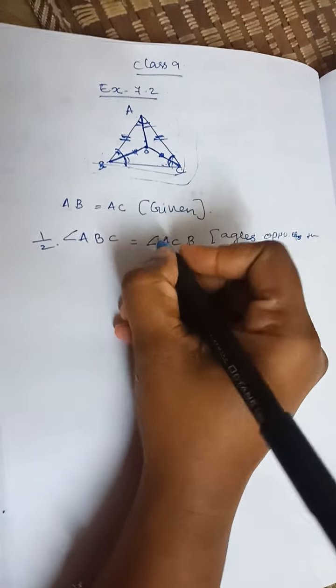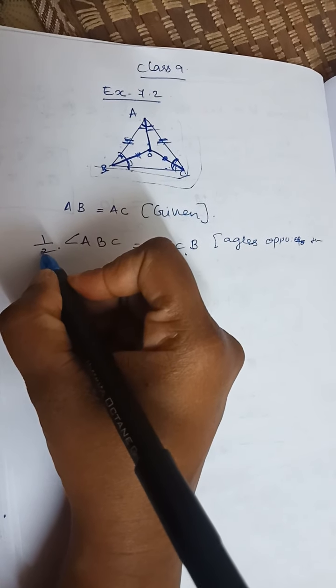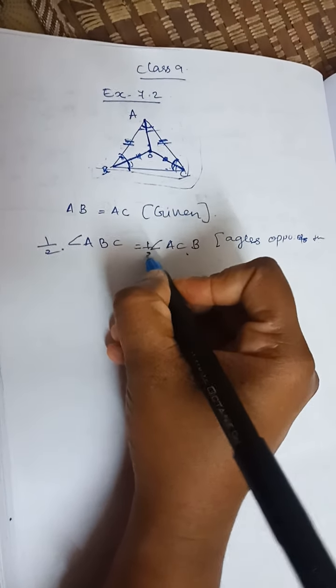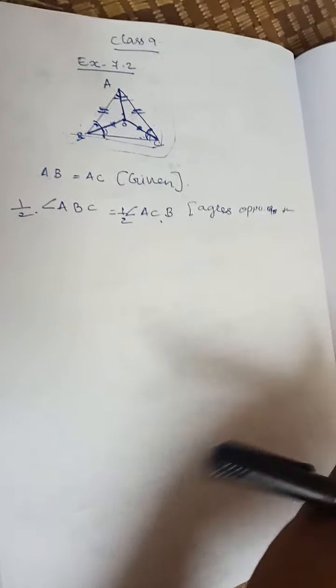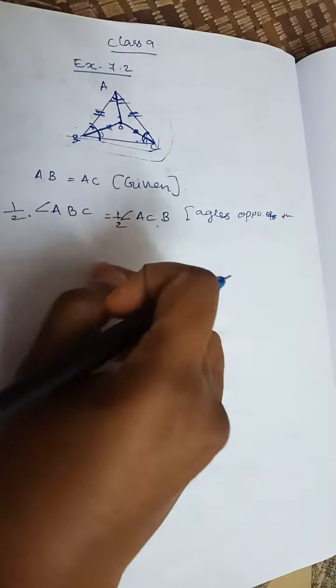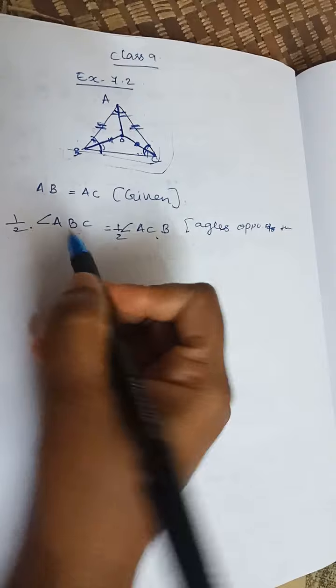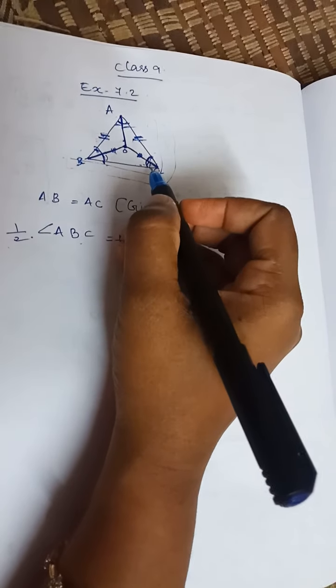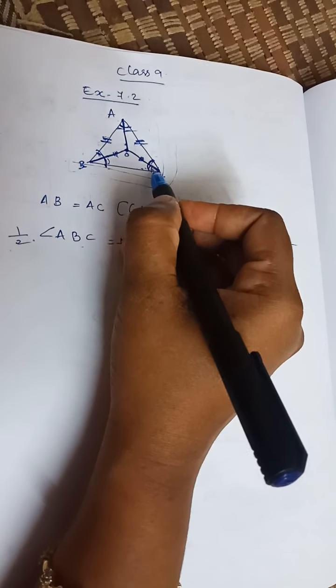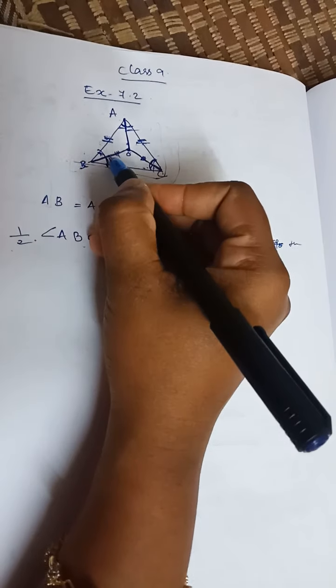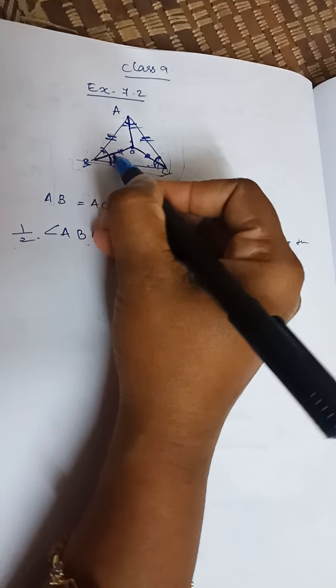So I am writing it in terms of the bisector. I am taking half, multiplying half here. If I multiply half here, I should multiply it on the right hand side also, otherwise the value will change. So I am multiplying half on both sides. So half of ABC. What is half of ABC? That is CBO. This angle. I am writing this one.